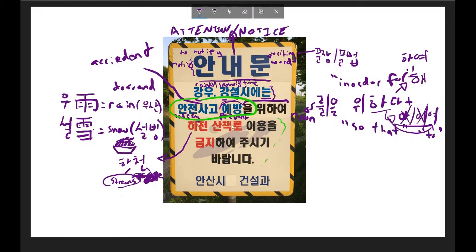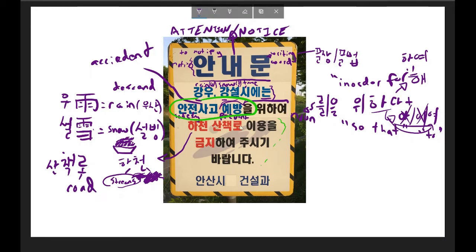Now, 산책하다 means to go for a walk, and it's not just walking, but specifically going for a walk just for the pleasure of walking. So that would be 산책하다. And 산책 would be just like going for a little walk, or the noun form of that. And 로 refers to some sort of road.